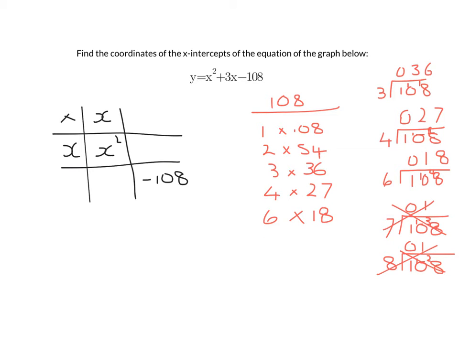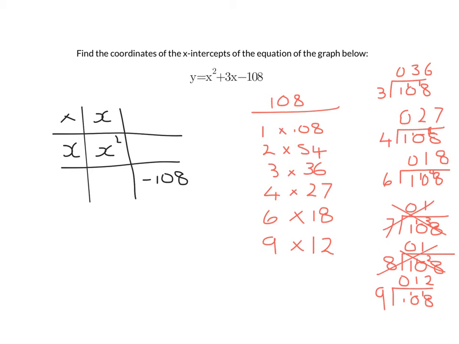9. 9 into 108. 9 into 1 is 0, still got that 1. 9 into 10 is 1, I've got 1 left. 9 into 18 is 2. So that's going to be 9 times 12. 10 doesn't go into it, I can see that.